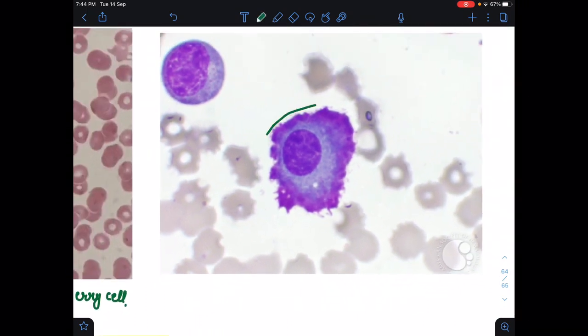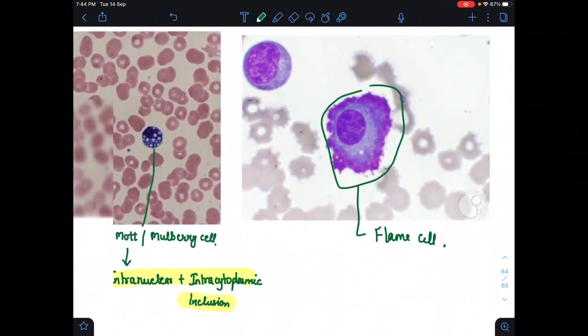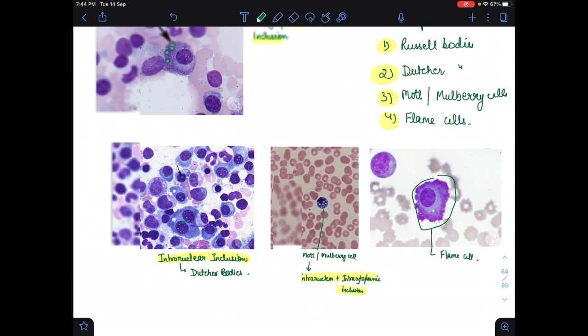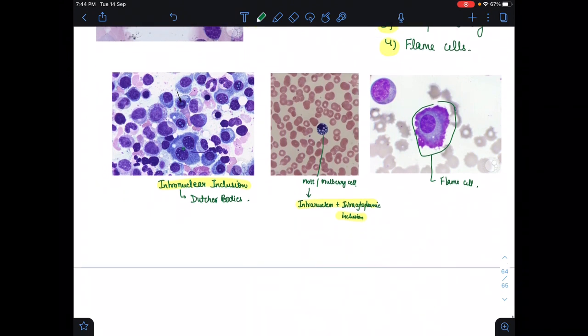Here we see it looks like a flame, so it is a flame cell. It is also seen in multiple myeloma. So these were the findings: Russell bodies, Dutcher bodies, Mott cells and flame cells. All these were the white blood cell findings in multiple myeloma.